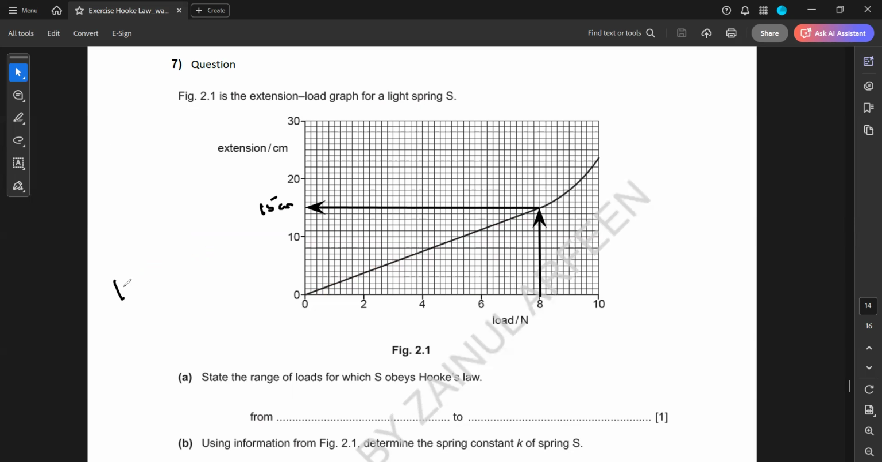So spring constant, yes, Abdullah. Sir, unfortunately, I've written the spring obeys Hooke's law from 1 newton to 8 newtons instead of 0 newtons. It should be 0 because it's a straight line from 0. That's why. So we'll do 8 divided by 15. When we do 8 divided by 15, we'll get 0.53 newtons per centimeter. That's the spring constant.